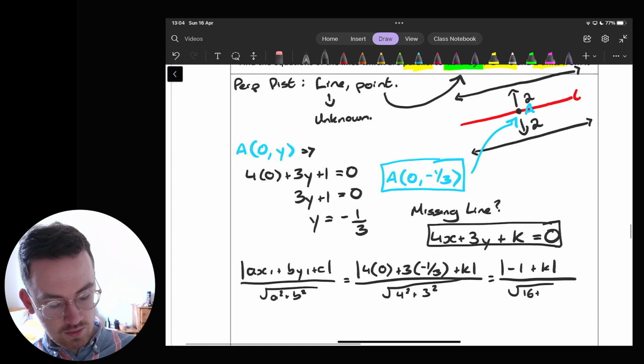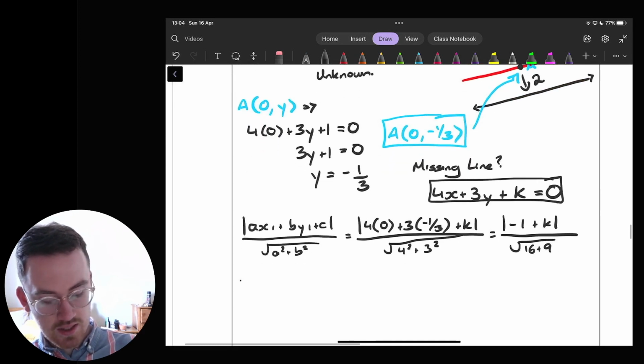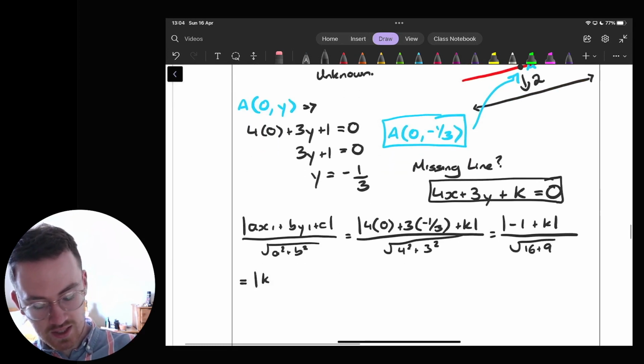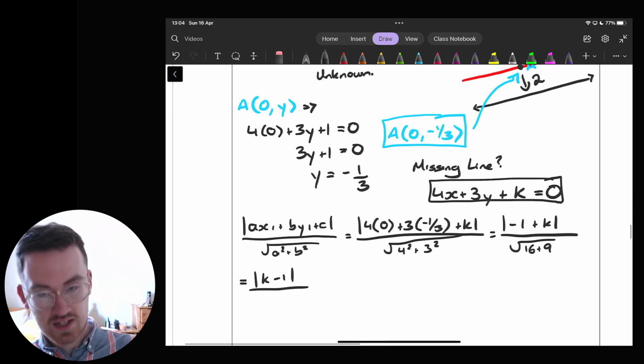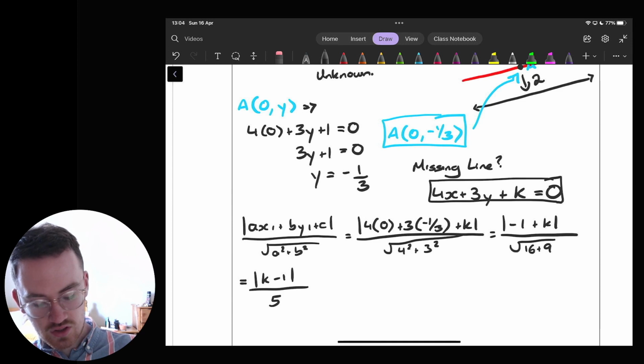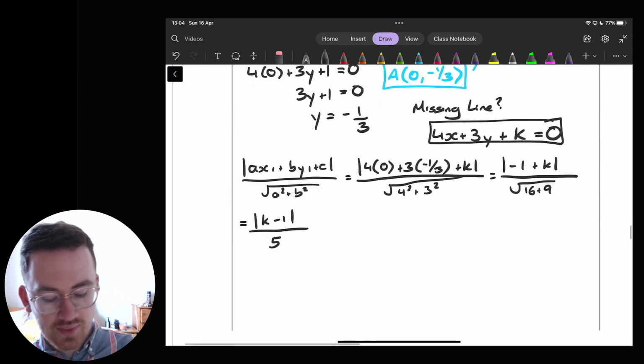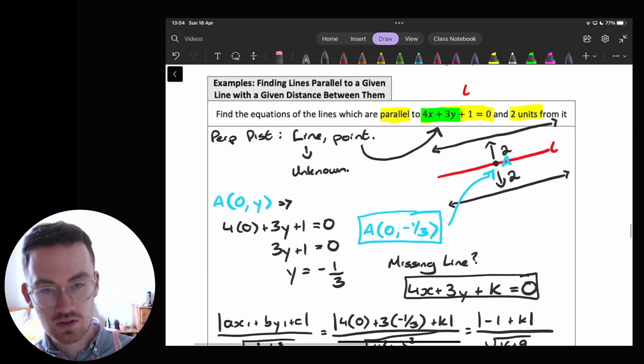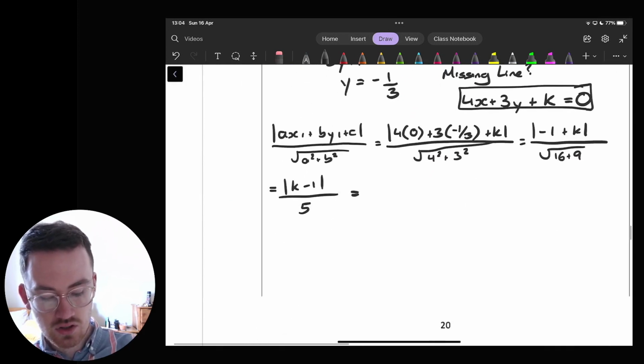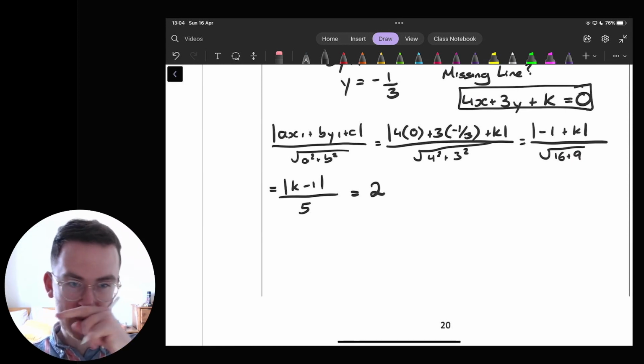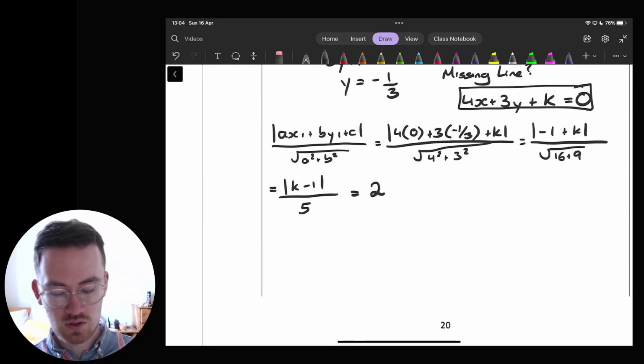So 16 plus 9, and let's just tidy this up a little bit more. So I'm going to swap the k and the minus 1 around. So minus 1 plus k is the same as k minus 1. This is the square root of 25, which is just 5. So that's my perpendicular distance. And we know that the perpendicular distance is equal to 2. So my perpendicular distance should be equal to 2.